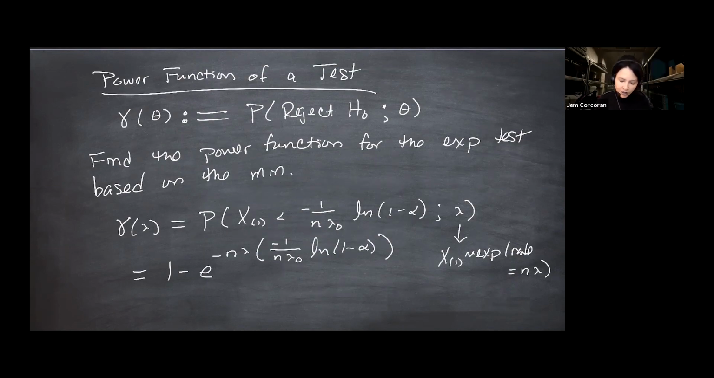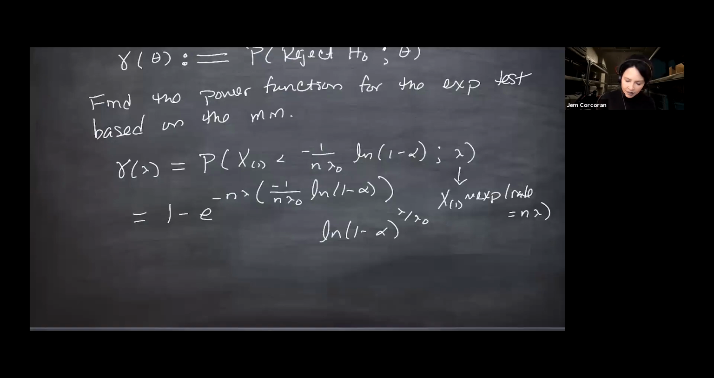Okay, so I'm going to just simplify this: negatives, negatives, n's, n's. If you rewrite that log as log of 1 minus alpha raised to the lambda over lambda naught, which is what I wanted, then we can take e of it, and our n's disappear. We get 1 minus alpha to the lambda over lambda naught. I think I did that right.